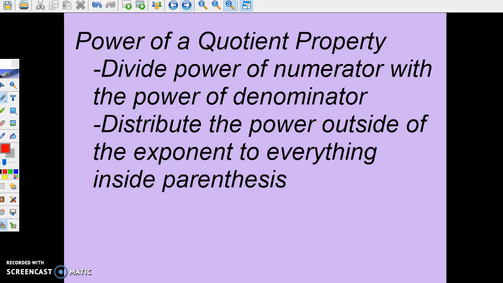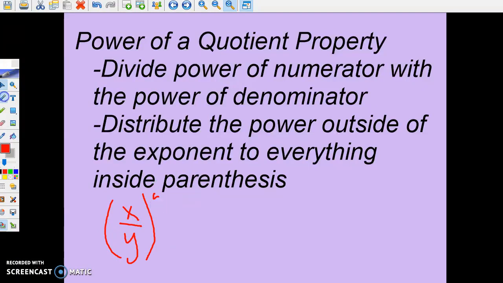The second property that we're going to talk about is called the power of a quotient property. When you see something like this, you are going to see parentheses. And what you need to know is you're going to divide the power of the numerator by the power of the denominator. So you might see something that looks like this, where you have x over y, and this is raised to the power of, let's say, 4.